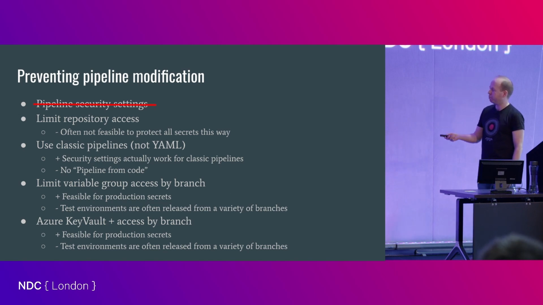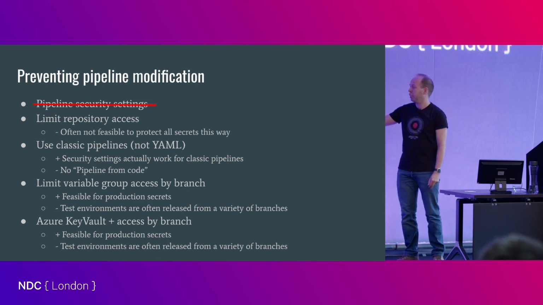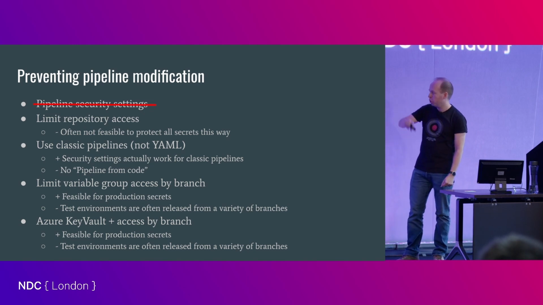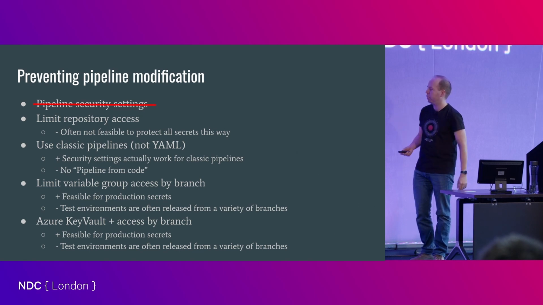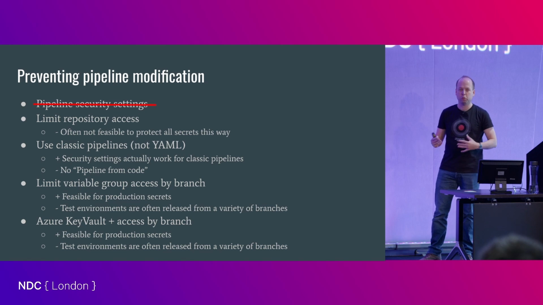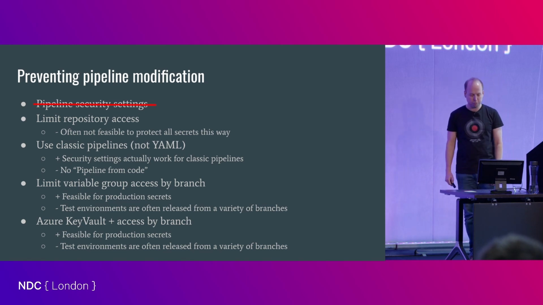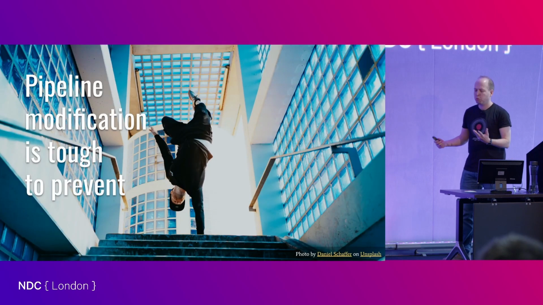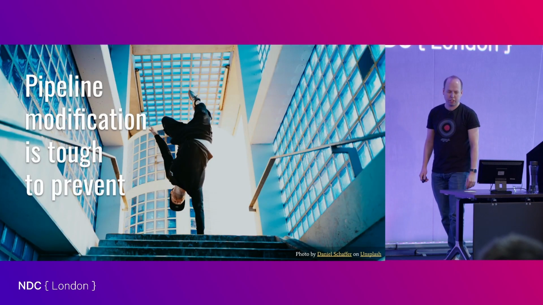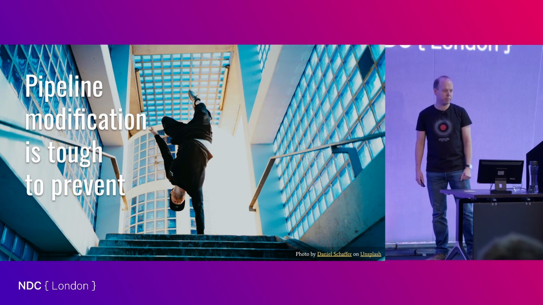So, and then you can use Azure Key Vault, but it's pretty much the same thing because the secrets will still pass through our pipeline. They will be linked to a variable group and they will pass through the pipeline. So you might set checks and constraints on your service connection to Azure Key Vault to try to restrict that only a specific branch is allowed. All right, so there's not really a silver bullet in there. It's difficult to prevent pipeline modification completely.